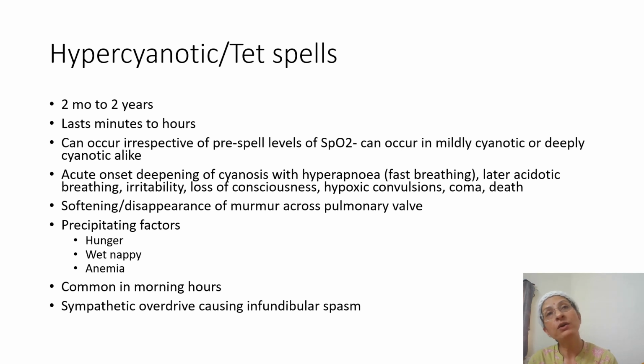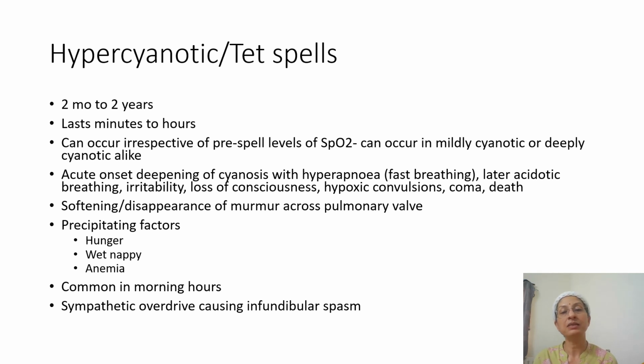The duration of the hypercyanotic spell could range from minutes to hours. And one important point to remember with respect to these spells is that they can occur irrespective of the pre-spell level of SpO2. Therefore, they can occur in children who are mildly cyanotic as well as those who are deeply cyanotic alike. Those children who are mildly cyanotic have not developed the protective mechanisms like polycythemia for efficient carrying of oxygen, and therefore they are also likely to develop complications due to the hypercyanotic spell.